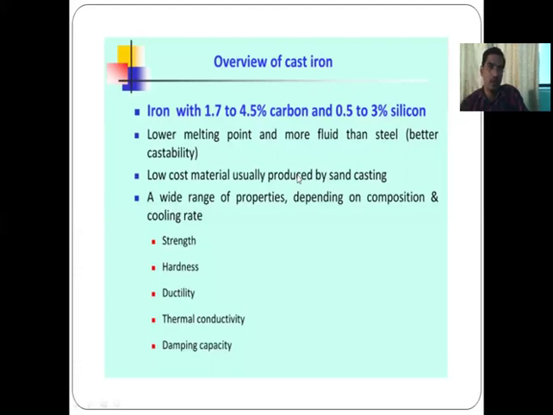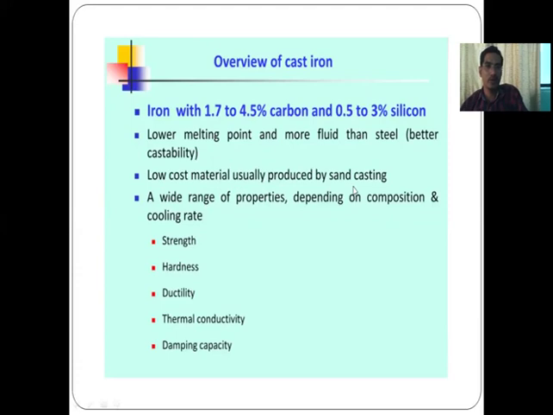Then the second important ferrous metal is cast iron. It contains 1.7 to 4.5% carbon and 0.5 to 3% silicon. It has a low melting point and is more fluid than the steel, so better castability is there for the cast iron. It is a low cost material, usually produced by sand casting.